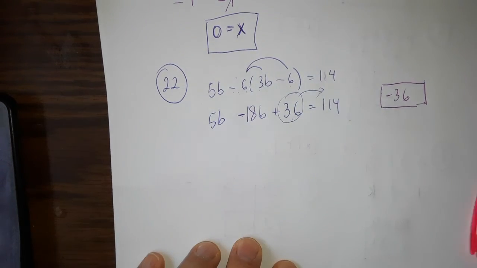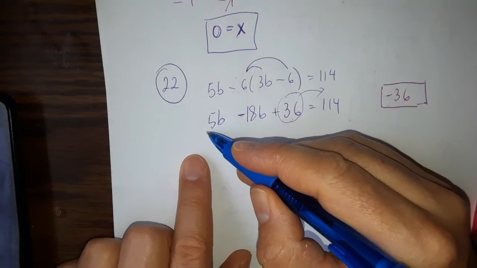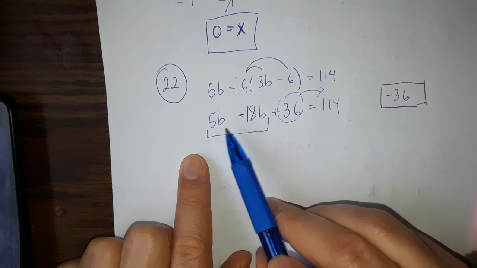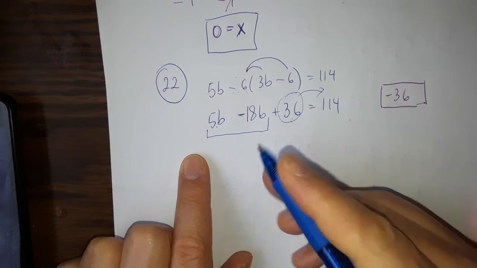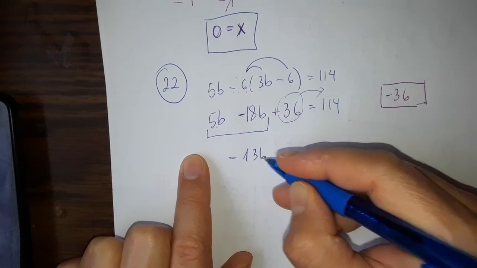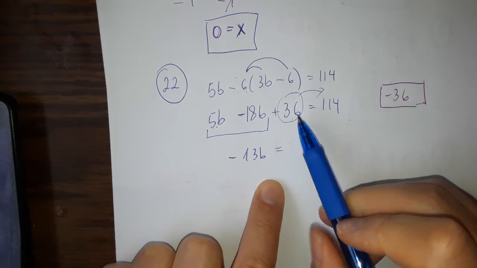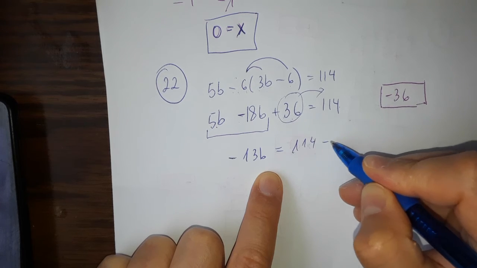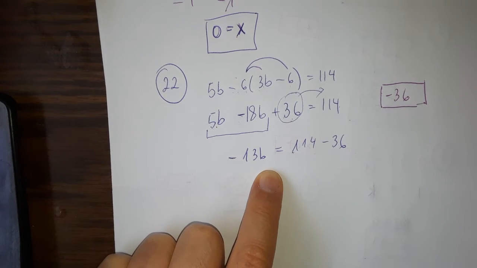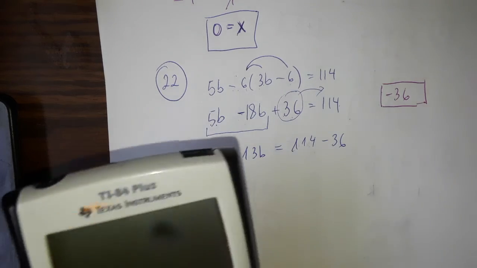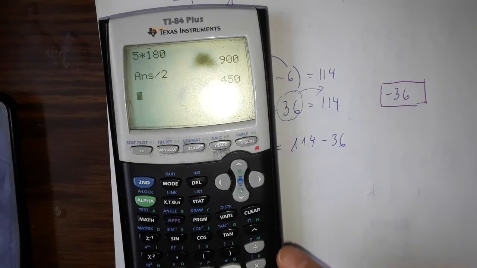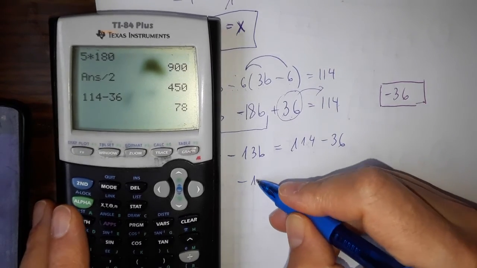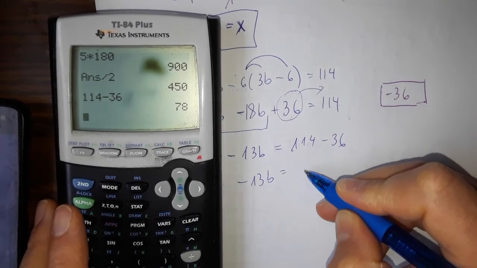So we're gonna have 5b minus -18b, that's -13b. And then again, this is gonna go negative to the other side, so it's gonna be 114 minus 36. I would like to do this on the calculator because I don't want to do it wrong. So it's 114 minus 36. That's 78. So we have -13b equals 78.